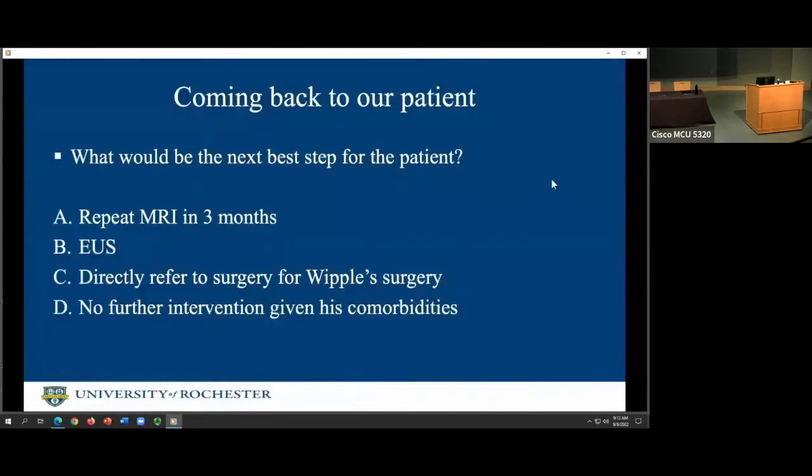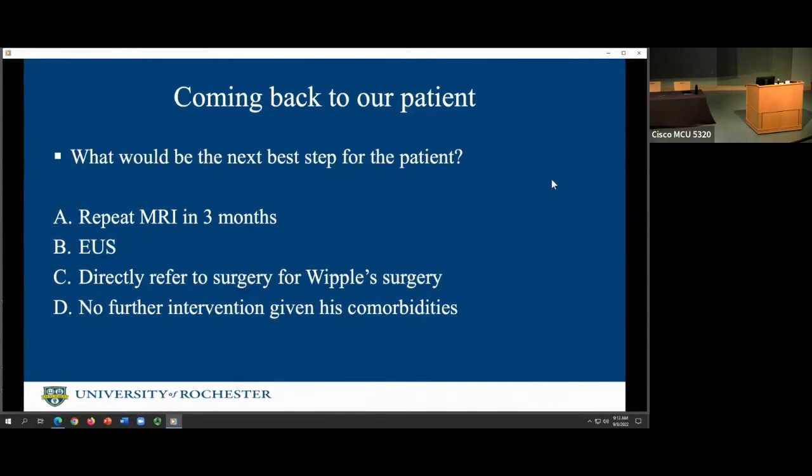And thus, now that we've looked at all the guidelines, we come back to our patient where we started off. Based on all the imaging characteristics and the labs, what would be the next best step for our patient: an MRI in 3 months, an EUS, directly refer the patient for a Whipple surgery, or not recommend any further interventions given his comorbidities?